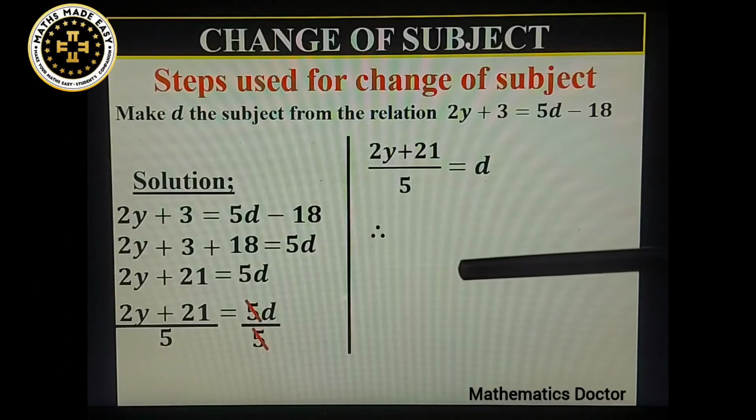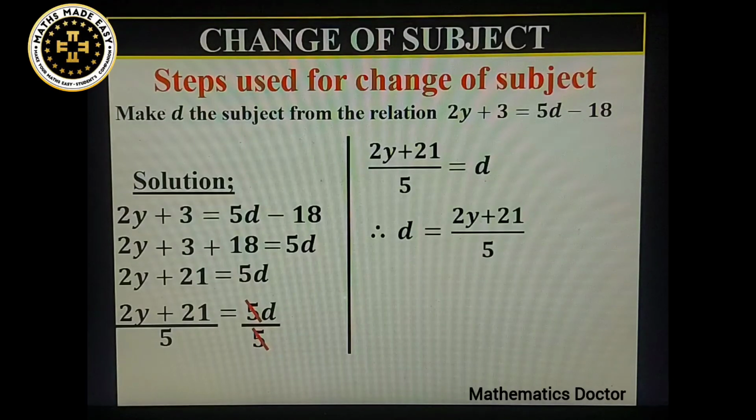So finally, therefore, d will be equal to 2y plus 21 all over 5. So this will be our final answer. So that is what we are getting from the question we're given. So please take your time, go through it one after the other, and then you get to the solution.